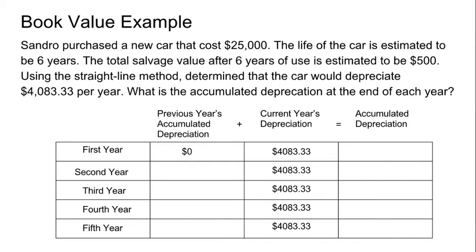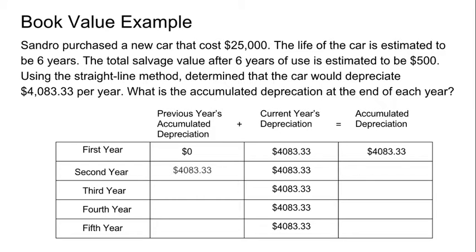So let's do another example. Let's do the car. Sandra purchased the car, and we found that the depreciation each year is $4,083.33. So let's first figure out what our accumulated depreciation is at the end of each year. So remember, our current year depreciation is always going to be the same for every year. And then for the previous year, for the first year, since there was no previous year, it's 0. So when we do our addition, we just get that it's $4,083.33 at the end of the first year.